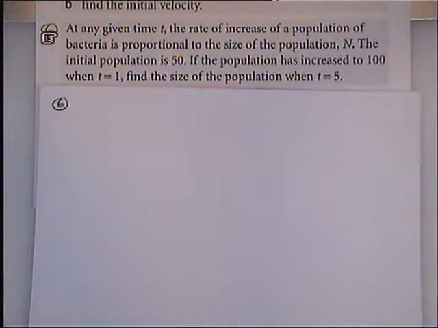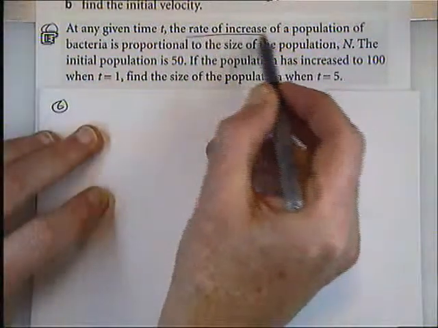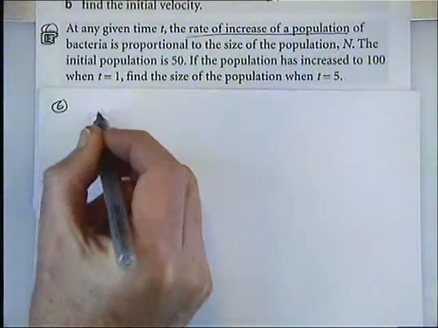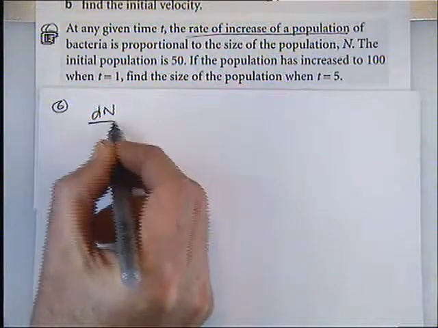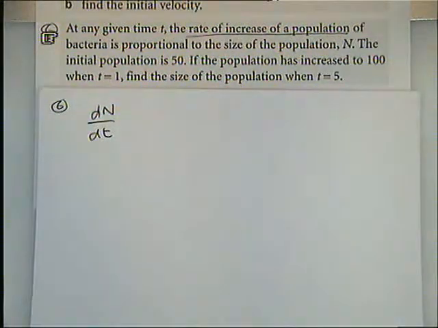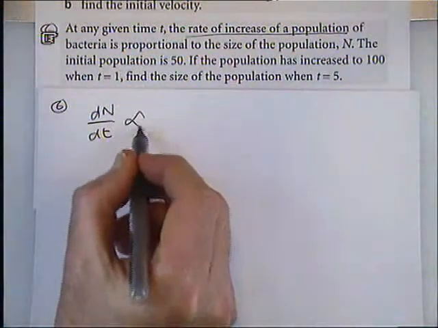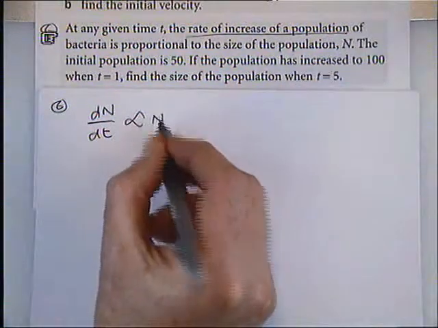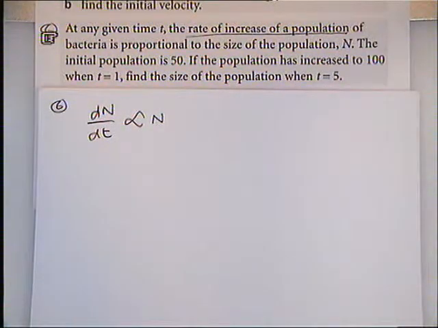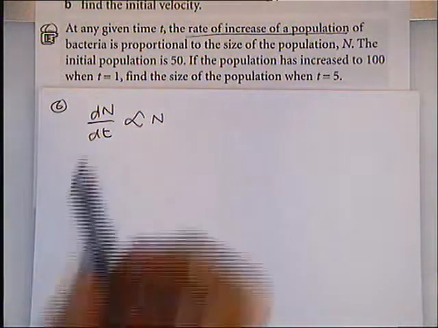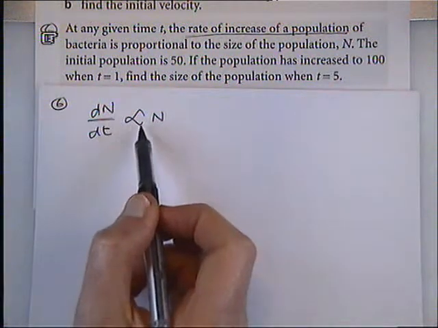It's a wordy question which, to me, gives a slight advantage to the mechanics people because they're used to sort of wordy questions with differentiation and calculus in it. We've got at any time t, the rate of increase of a population. The population is n. So the rate of increase is how n changes over time, that will be dn dt. And it says that is proportional to the size of the population, which is n. So that first sentence comes down to that notation.